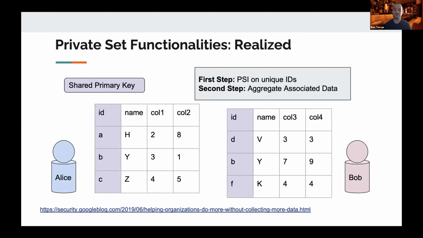First, you have to assume that both parties have unique primary keys for the rows in their databases, such that if both parties have rows that correspond to the same user, then they have the same primary key. So first you do a PSI on the primary keys, and once you compute the intersection, this basically acts as your join, and you can aggregate all of the data that's been associated with those primary keys. So this is used in practice all the time.